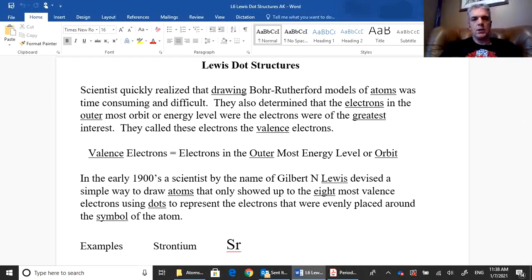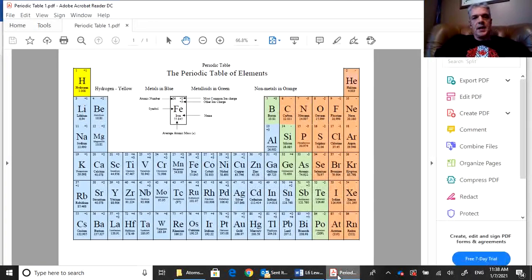Okay, welcome to this lesson on Lewis dot structures. For this lesson you're going to need a couple of things. You're going to need the note that you're seeing in front of you on Lewis dot structures. But you're also going to want to have the new copy of the periodic table that I sent out that looks a lot like this one.